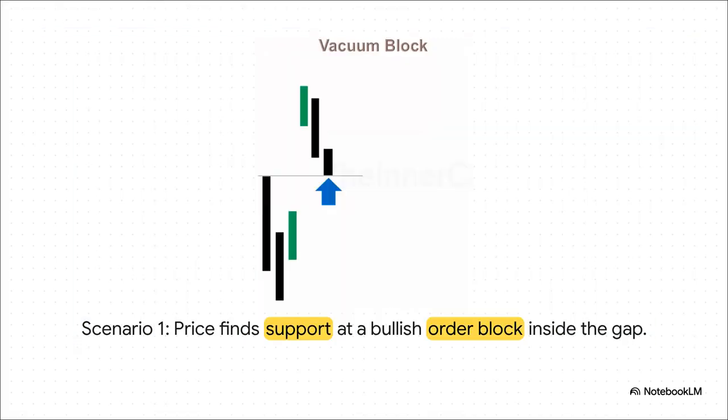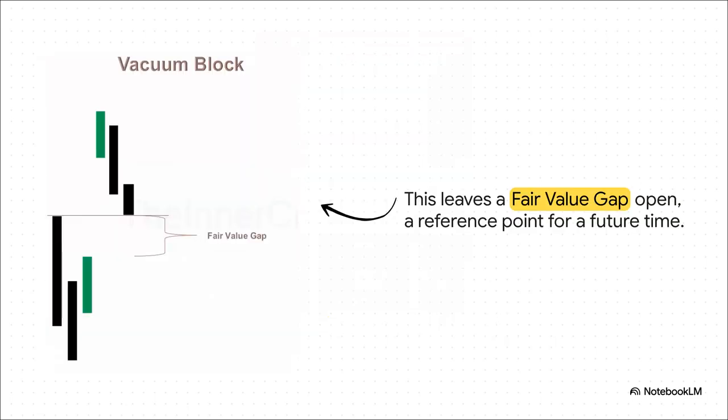So here's scenario number 1 in action. You can see price trades back down into that void, but look at where it stops and reverses. It's reacting perfectly to that last down candle before the initial jump. That's a bullish order block acting as a hidden level of support. So, what's the result? A small piece of that original gap is left open.